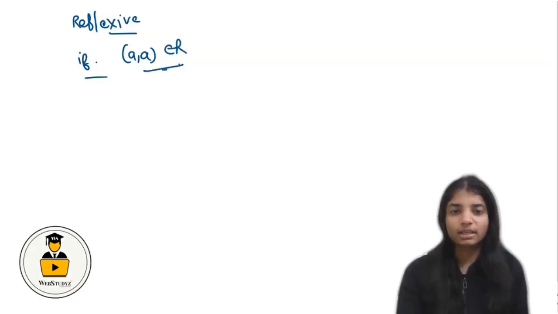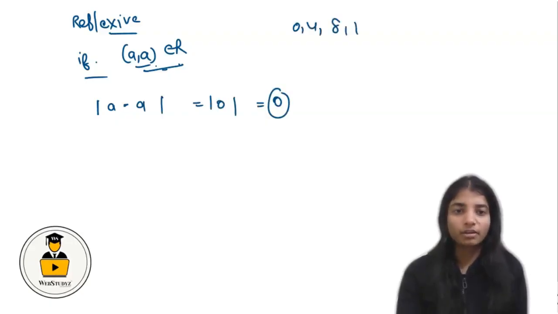Here we are considering the reflexive condition, and the condition is that (a, a) belongs to R. So let's say (a, a) belongs to R. The relation is mod of a minus b, and here we are considering a and a. So mod of a minus a, when a is subtracted from a, is 0. So mod of 0 is equal to 0. As we just discussed, the multiples of 4 are 0, 4, 8 and 12. So 0 is a multiple of 4, so we can say that the relation is reflexive. So this relation is reflexive for (a, a) belongs to R.